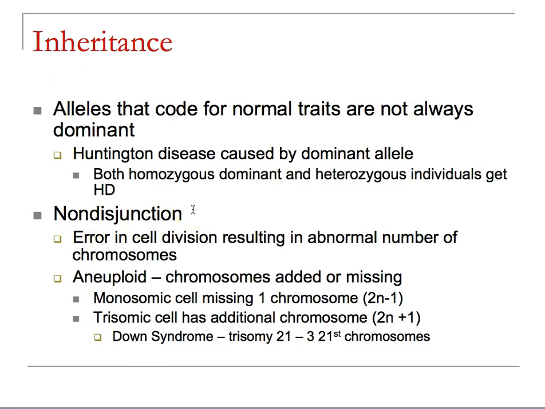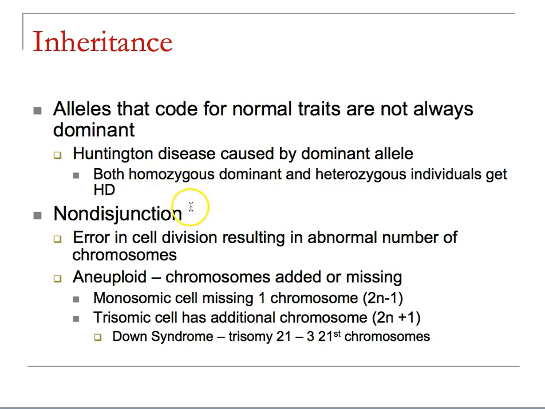So how can these things happen? How can you actually end up with just mistakes? Let's just call them mistakes. Your textbook calls them mutations, and I think that scares people, but they're mistakes. Alleles that code for normal traits are not always dominant. Okay, if you're looking at, say, Huntington's disease caused by a dominant allele, both homozygous dominant and heterozygous dominant end up with Huntington's disease. It appears to be, in this case, the function of the protein is sufficient to cause the phenotype that you see.